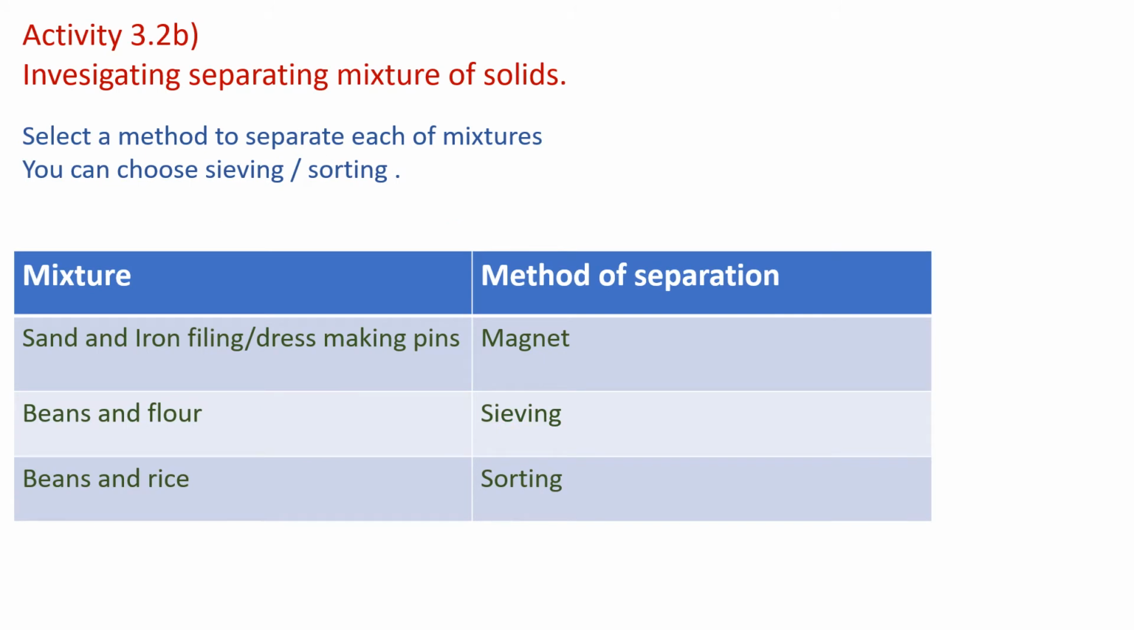Activity 3.2b: investigating separating mixtures of solids. You have to select a method to separate each mixture. It depends upon the mixture. You can choose sieving or you can choose sorting. Suppose the mixture is sand and iron filings, like dressmaking pins, we can use a magnet. When it is beans and flour, use sieving, and for beans and rice we use sorting. So it depends upon the mixture which method we have to use, whether it is sieving, sorting, or a magnet to separate the substances.